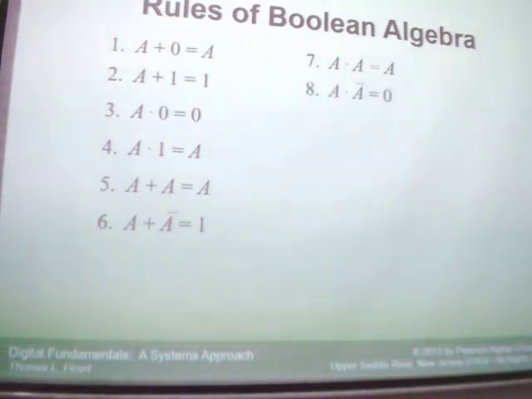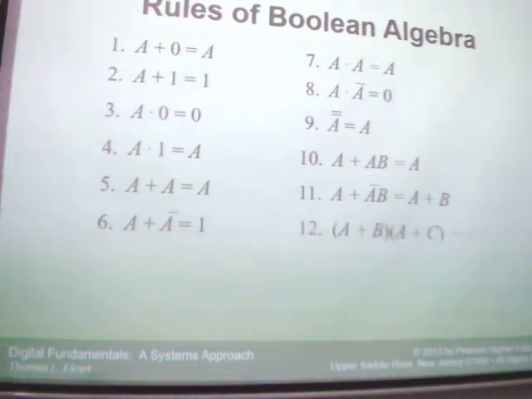8. A and A over bar equals 0. 9. A over bar over bar equals A. 10. A or A and B equals A. 11. A or A over bar and B equals A or B. 12. A or B and A or C equals A or B and C.